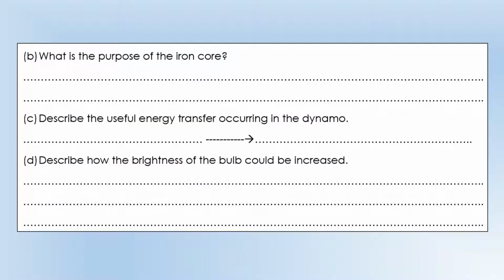So what's the purpose of the iron core? It's there to increase the strength of the magnetic field, so we get a larger EMF. Whenever you're seeing iron cores used in this electromagnetism topic, it's always there to amplify or increase the strength of a magnetic field, because the iron core becomes magnetized in the presence of magnetic fields. So describe the useful energy transfer occurring in the dynamo.